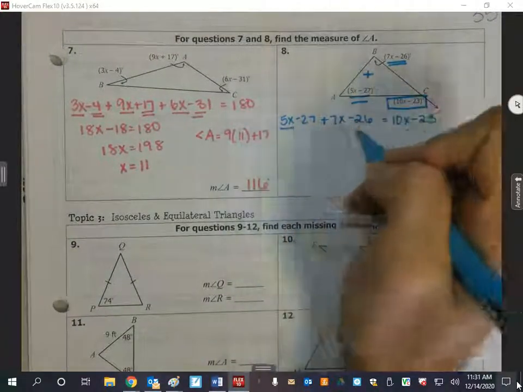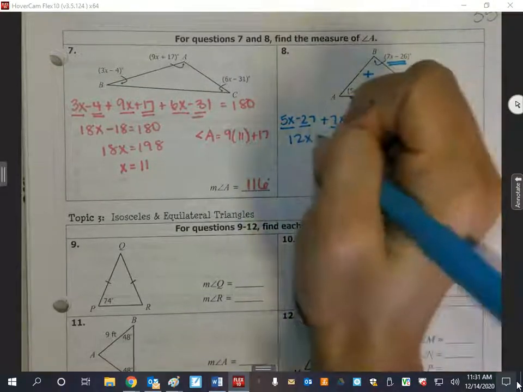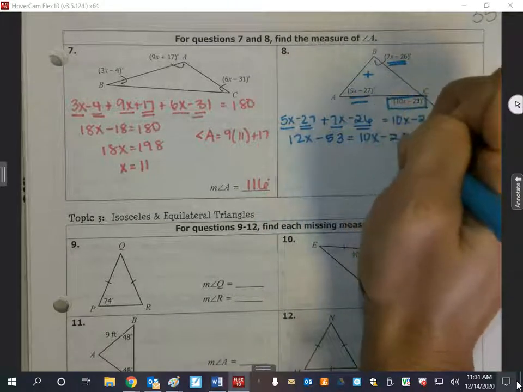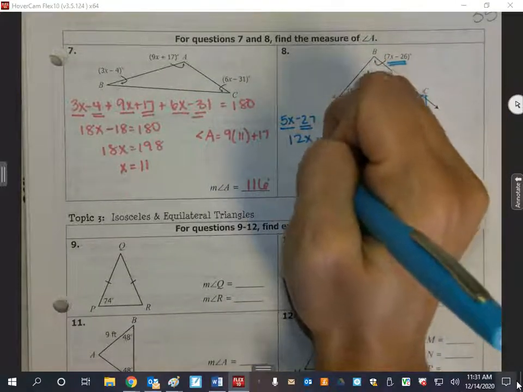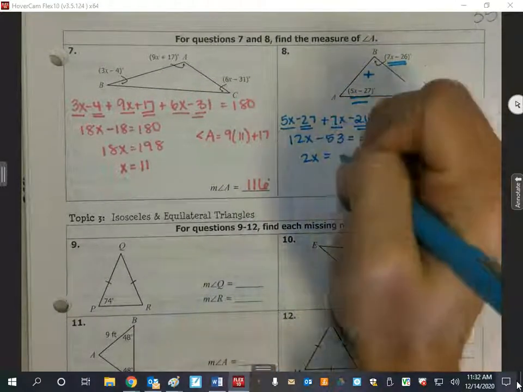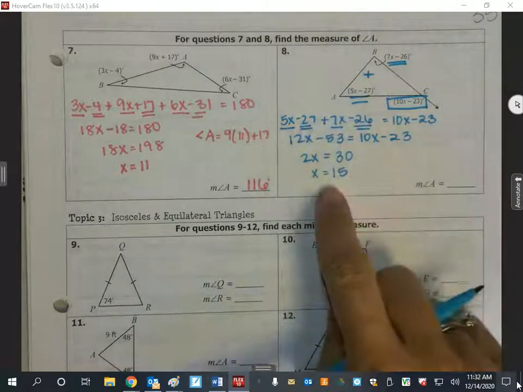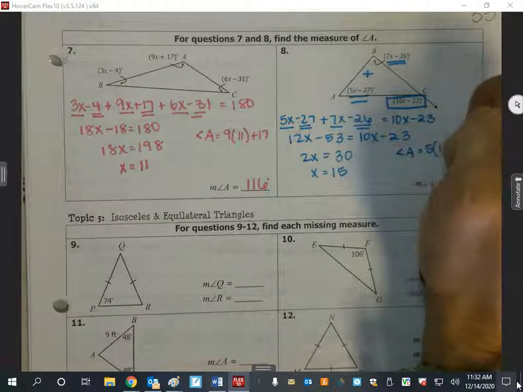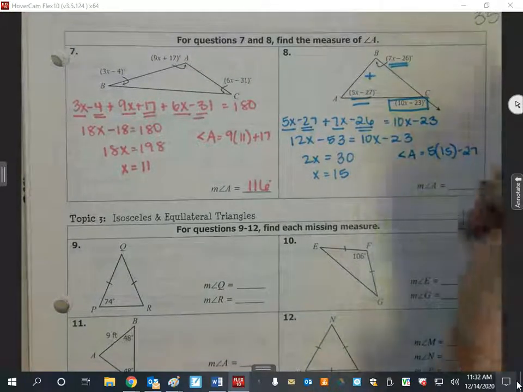So you should have done 5x plus 7x is 12x. Negative 27 and negative 26 makes negative 53 equals 10x minus 23. Subtract 10x from both sides, and you get 2x equals, add 53 to both sides, is equal to 30. So x is equal to 15, but we're not done yet. We have to plug that back in for A. So angle A equals 5 times 15 minus 27, which is 48 degrees.